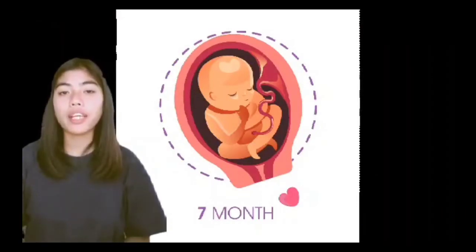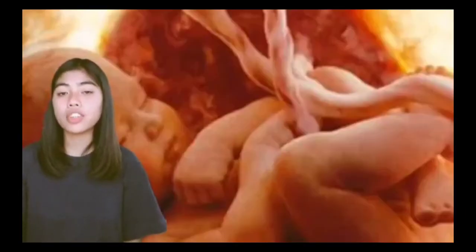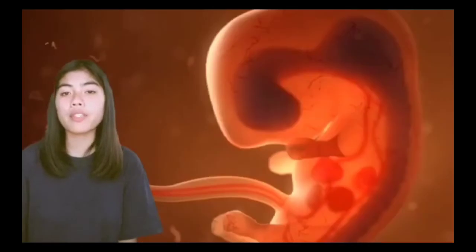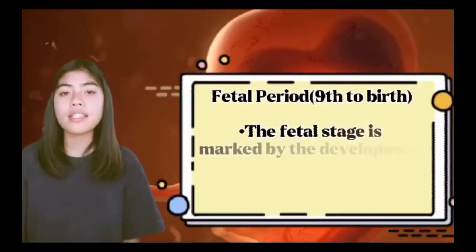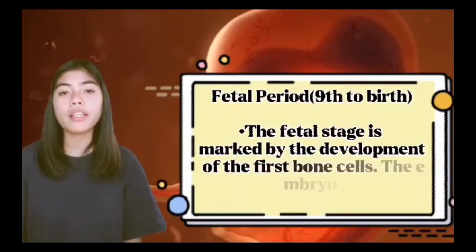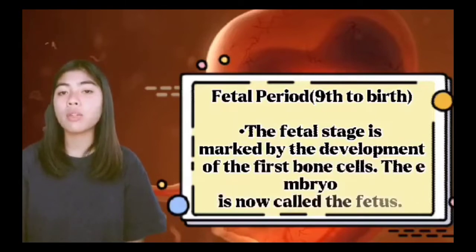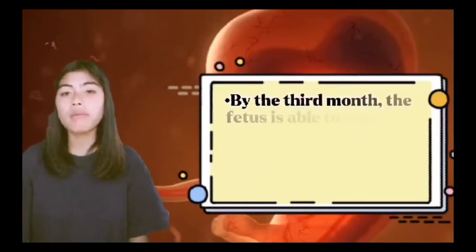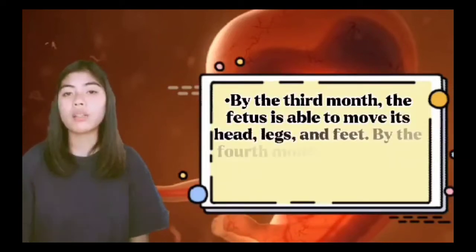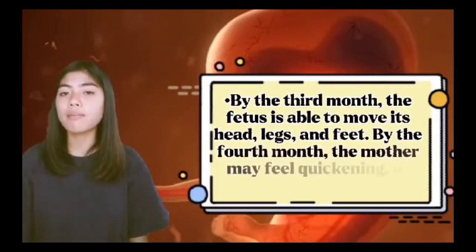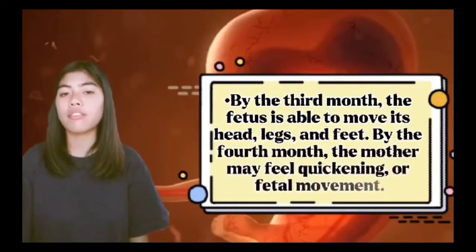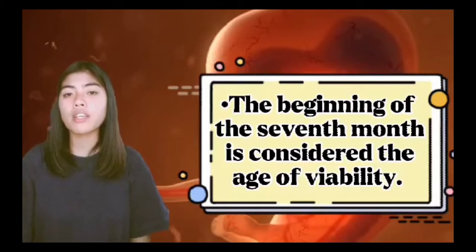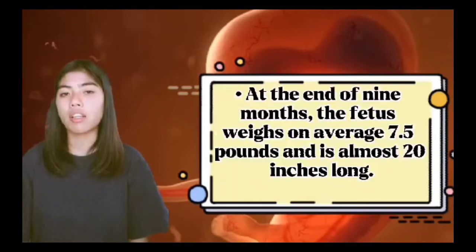Fetal period, 9 weeks to birth. The fetal stage is marked by the development of the first bone cells. The embryo is now called the fetus. By the 3rd month, the fetus is able to move its head, legs, and feet. By the 4th month, the mother may feel quickening or fetal movement. The beginning of 7 months is considered the age of viability. At the end of 9 months, the fetus weighs an average of 7.5 pounds and is almost 20 inches long.